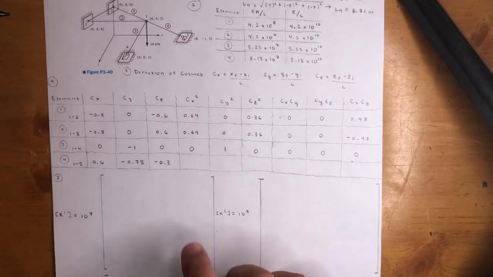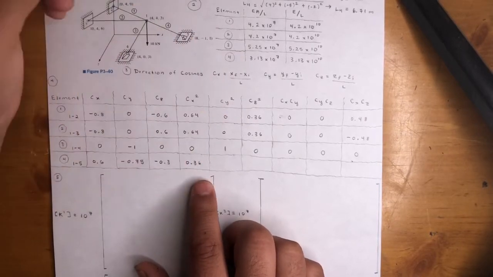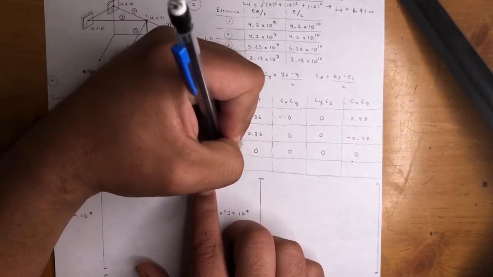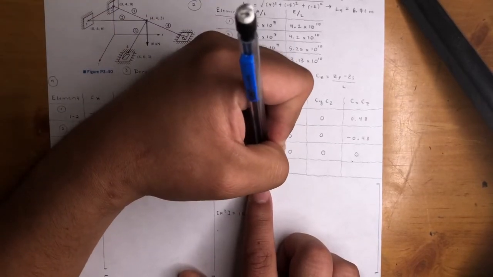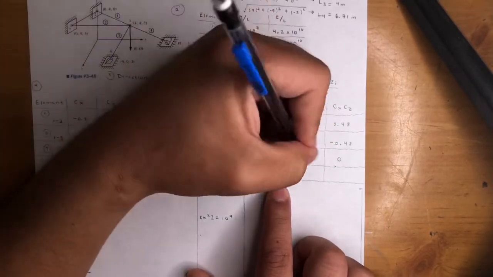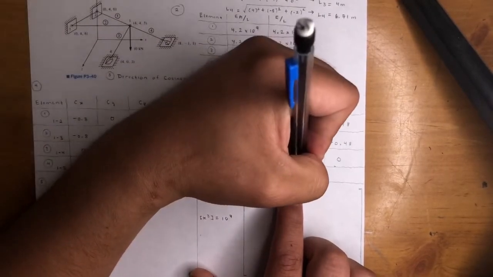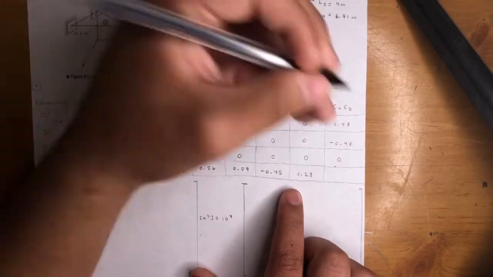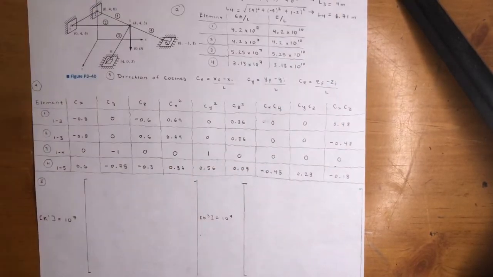Now, if you go ahead and square these numbers just like we've been doing, you'll get positive 0.36. You will get 0.56 for this one, and then you will get 0.09. Okay, then do cx times cy, you will get negative 0.45, 0.23, and negative 0.18. All right, go ahead and verify those numbers. They are correct, but you should always do it yourself just to make sure.